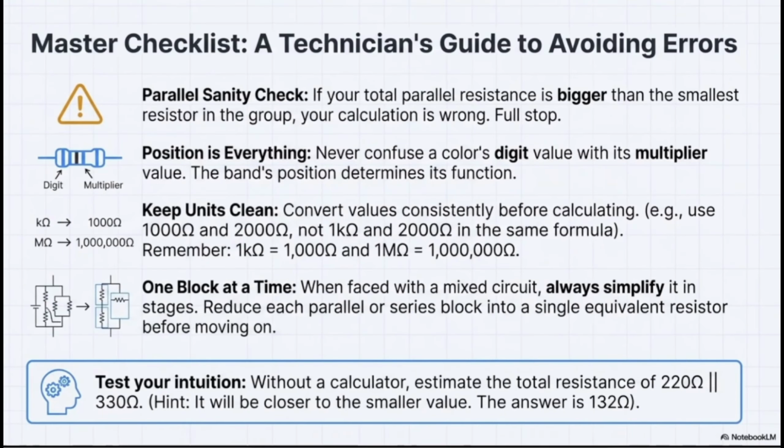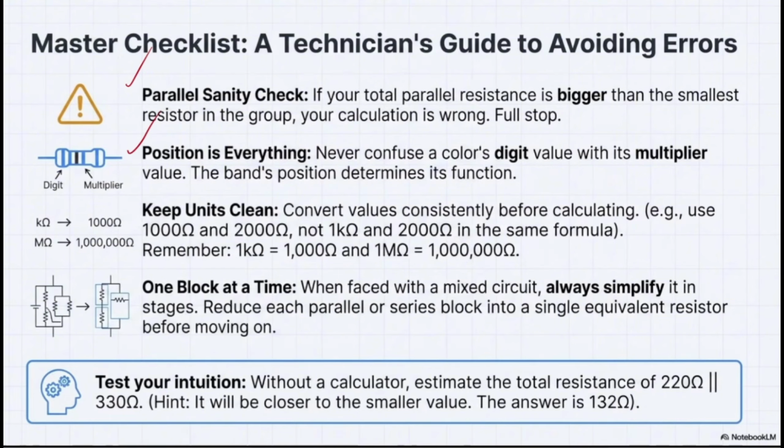Let's talk about some problems that you have to avoid. The very first thing was the parallel sanity check. What was that? It means that when you find the accumulation of parallel resistances, make sure to check it against the smallest one, because your final answer after making them parallel should be smaller than the smallest number.